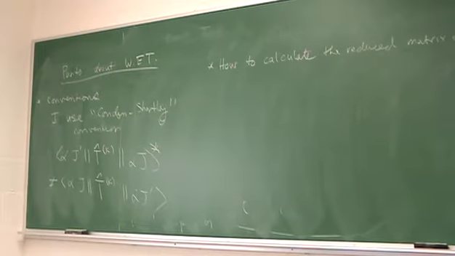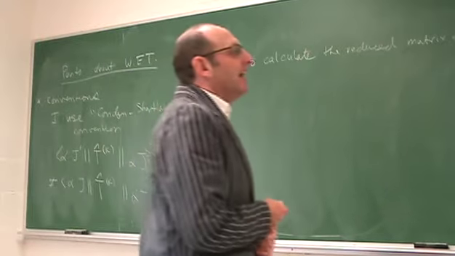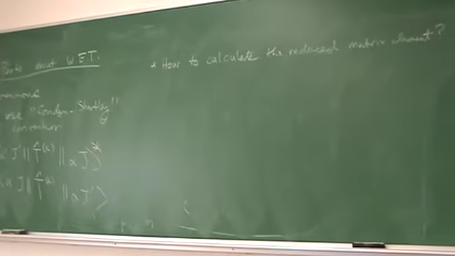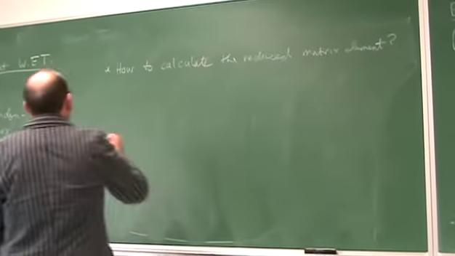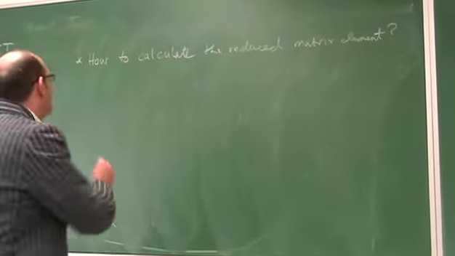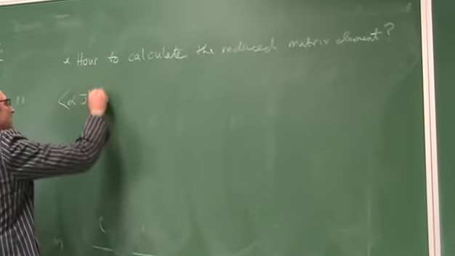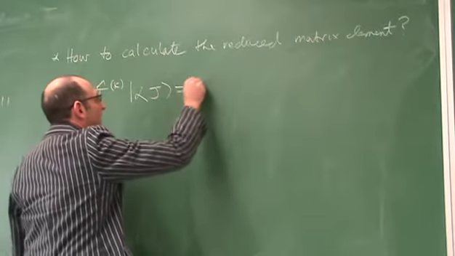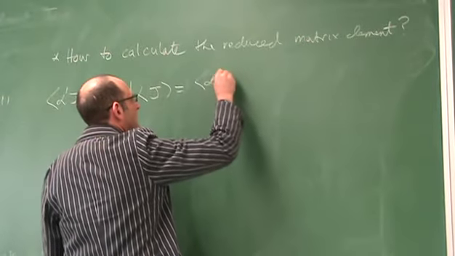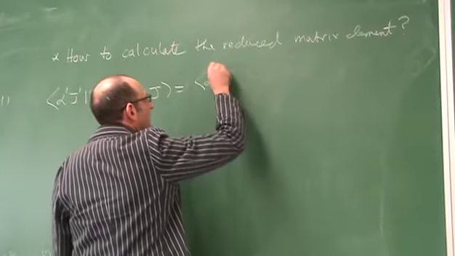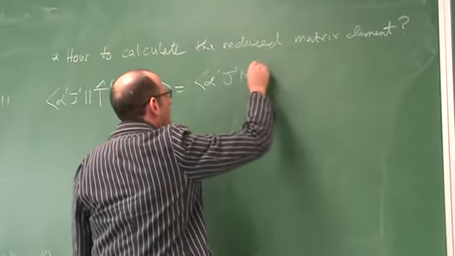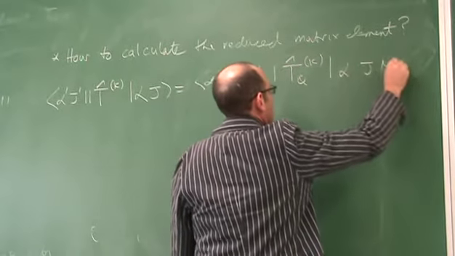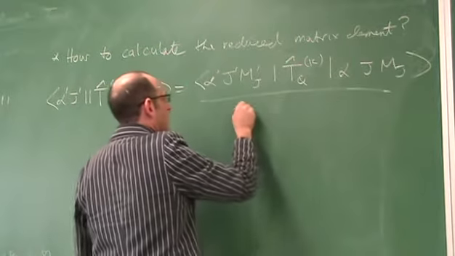Well, the answer is, we'll get rid of this thing and go back to the convention that I prefer. What we see here is that the reduced matrix element is the ratio of the full matrix element to the Clebsch-Gordan coefficient.